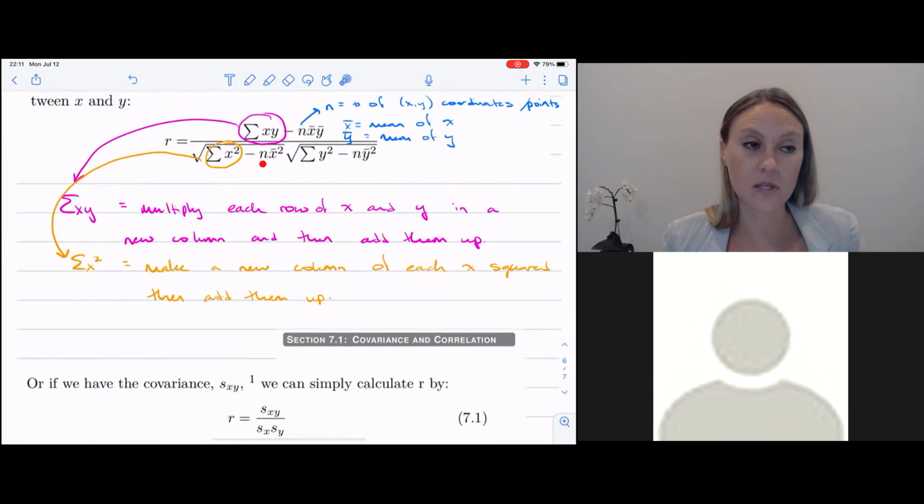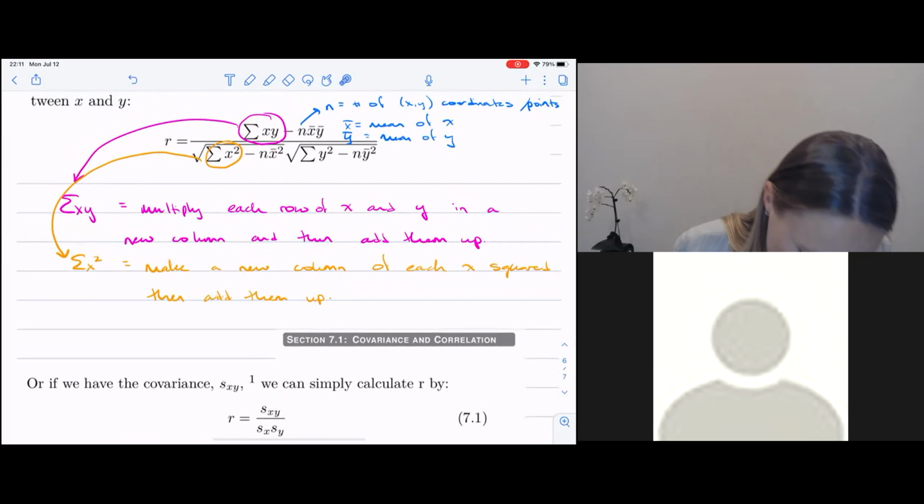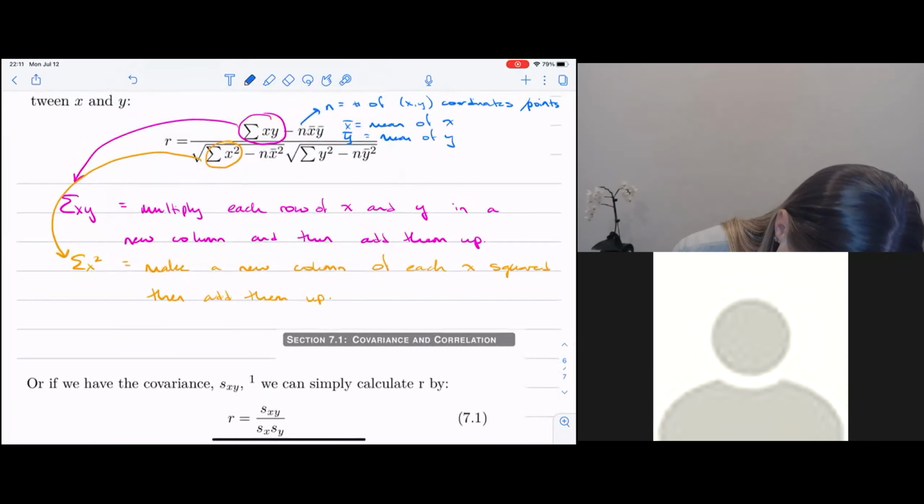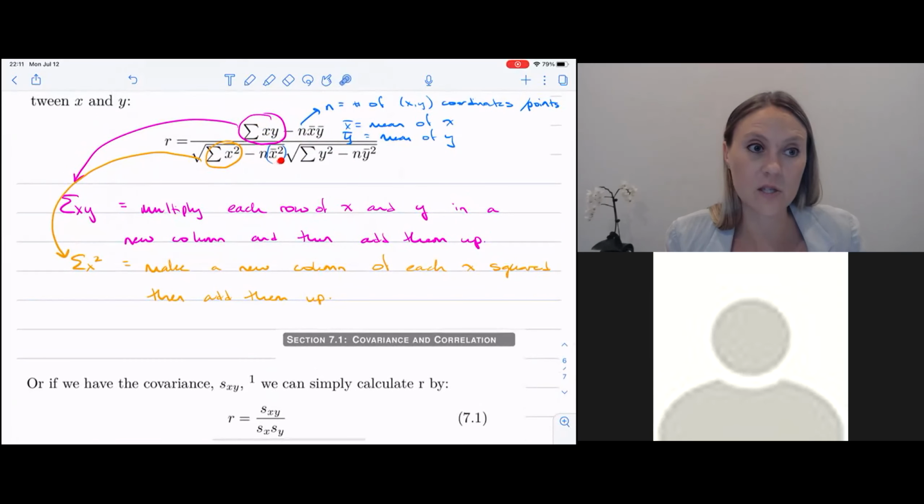N is, of course, the sample size again. X bar is just X bar. And just as a side note here, it's just X bar, then squared, and then multiplied by N, right? So you take your X bar, you square it, and then multiply by N, and then subtract it from the sum of the X's squared, and then take the square root. Oh man, yikes.